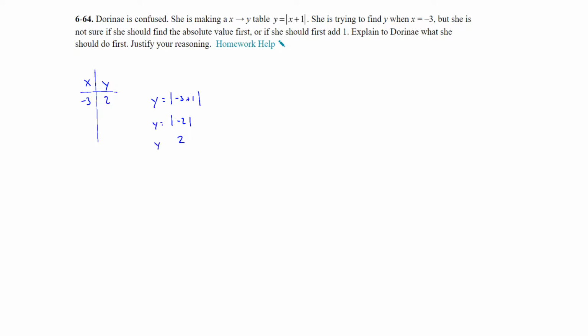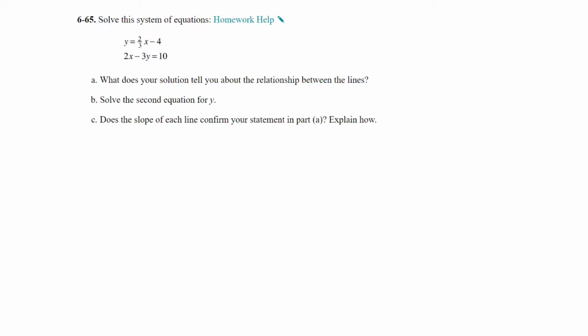So because absolute value is a grouping symbol, you need to simplify inside the absolute value first, then take the absolute value once the inside is simplified. So you need to explain that and justify your reasoning.